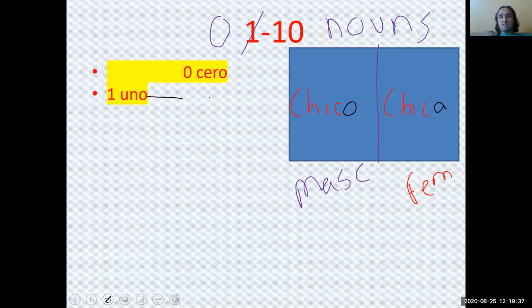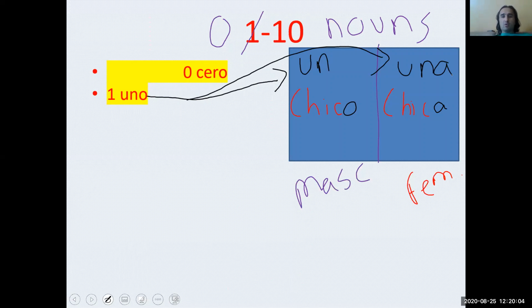So in this case, uno, if I wanted to say one boy, uno would drop the O and would become un chico. Pause it, write it down. Okay, if I wanted to make it female, a girl, it would be una chica. Pause it, write it down.